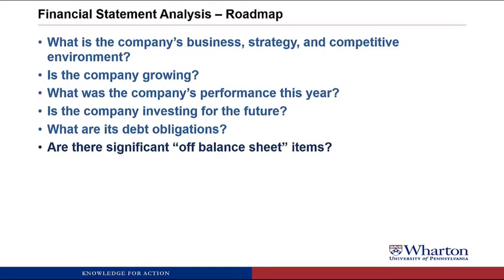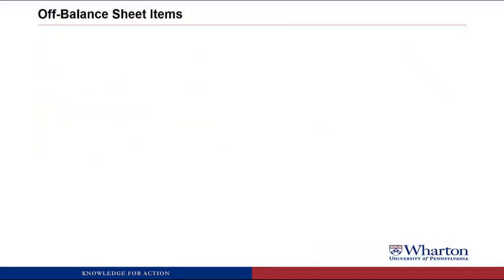Okay, the last stop on our financial statement analysis roadmap is the question of whether there are significant off-balance sheet items that we should be concerned about with Vulcan Materials. So the first that we're going to look at is the operating leases.